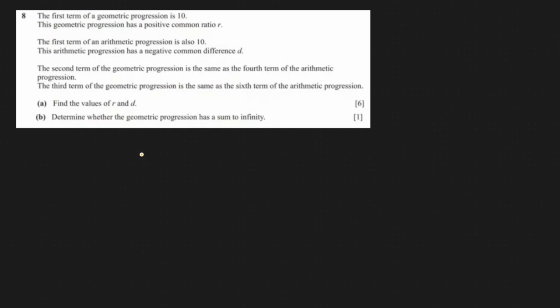Number 8. The first term of a GP is 10. So the first term is 10. The GP has a positive common ratio r. The first term of an AP, so this is GP, let's write AP somewhere else, is also 10. Let's write U1, so I want to differentiate between the two. The AP has a negative common difference, so d is less than 0.